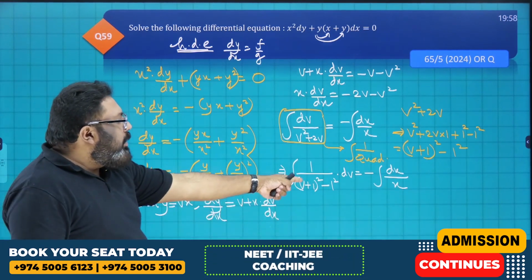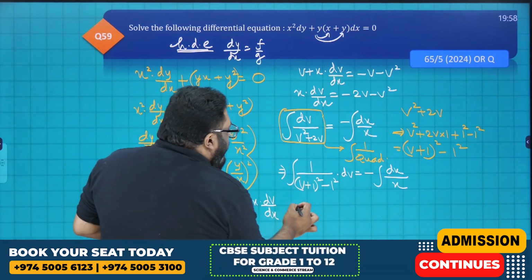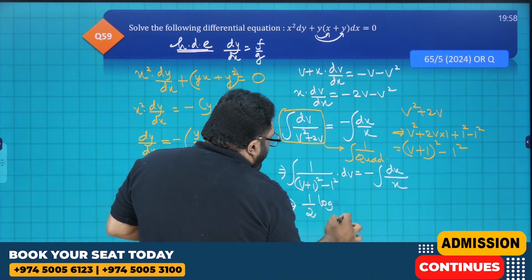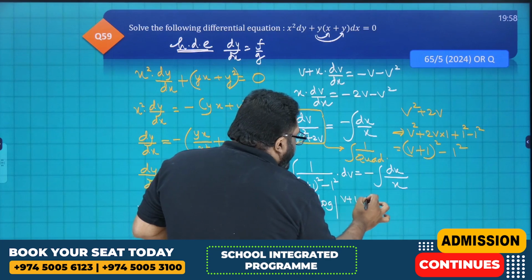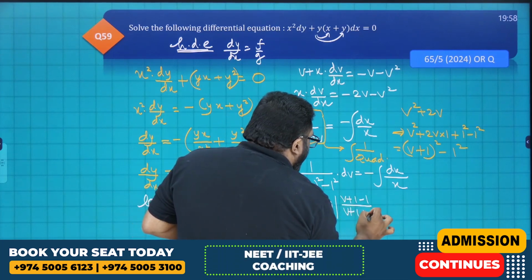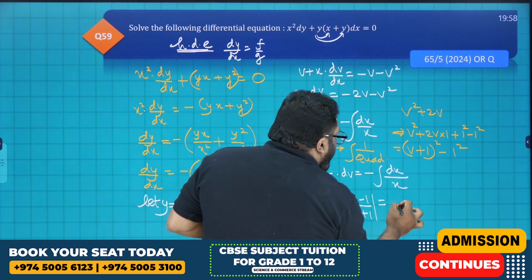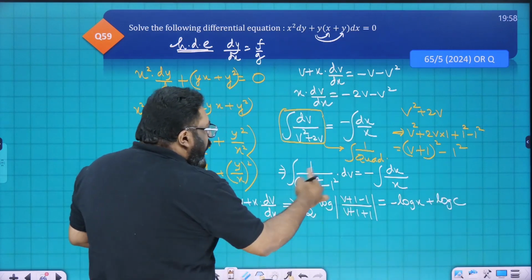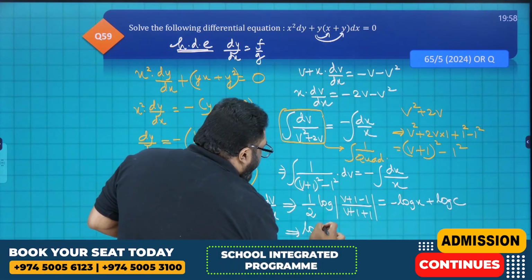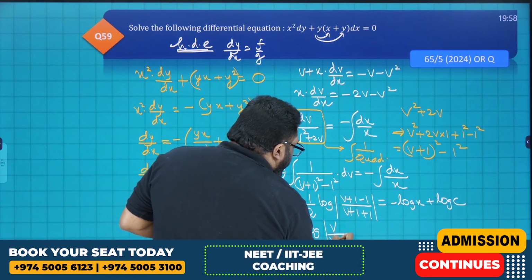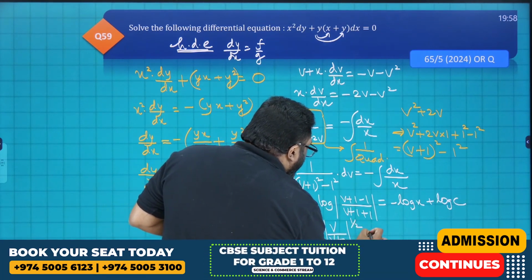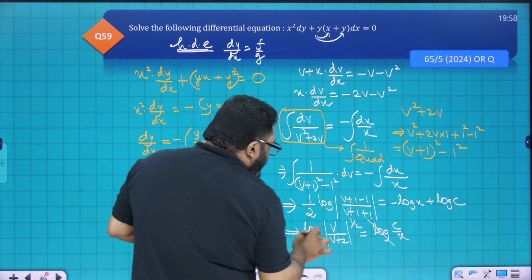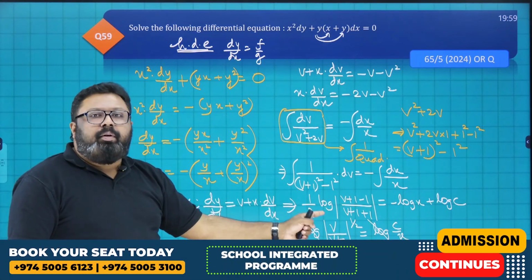Now, my dears, what is the formula for 1 by x squared minus a squared? 1 by x squared minus a squared is 1 by 2a log mod x minus a by x plus a equals minus log x plus log c. Okay, half goes as a power. So log of mod v by v plus 2 raised to half is equal to log of c by x. Log cancels. Now please put v.